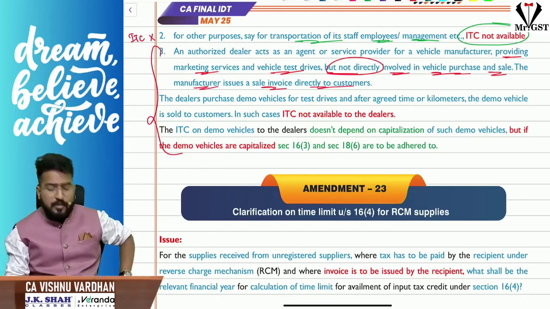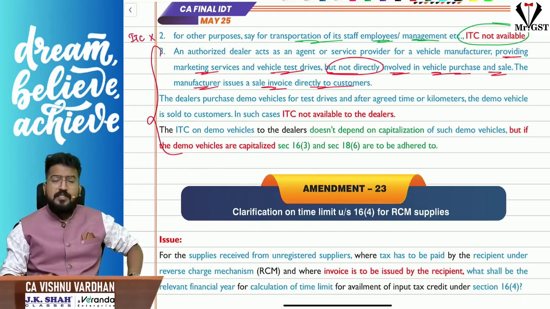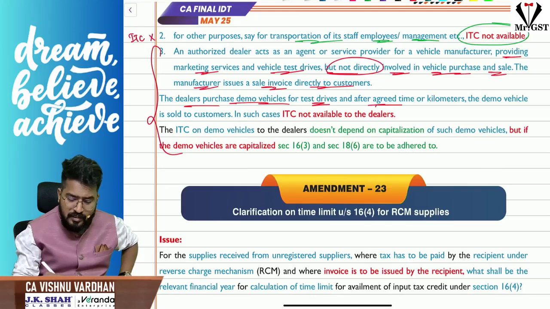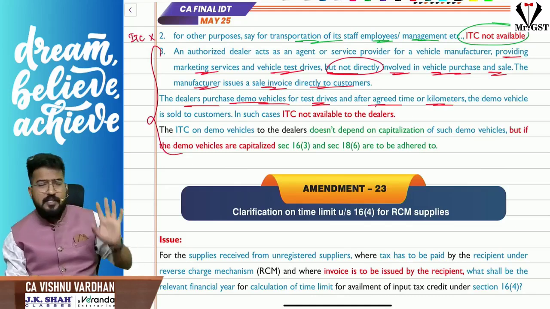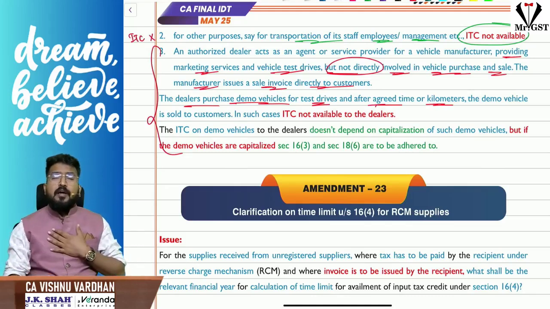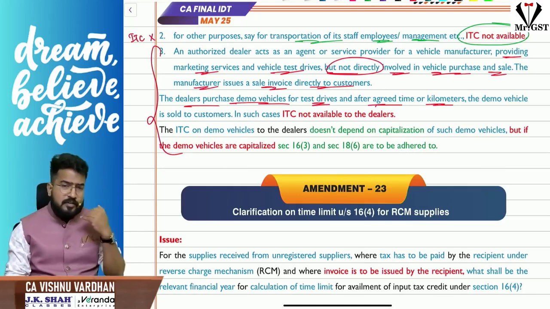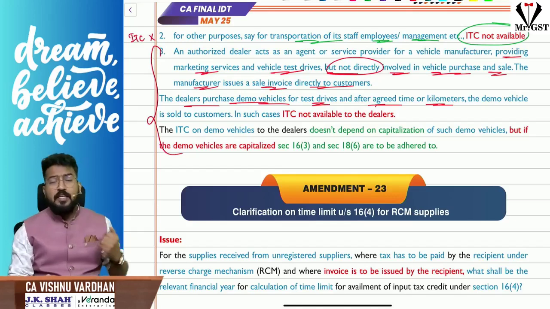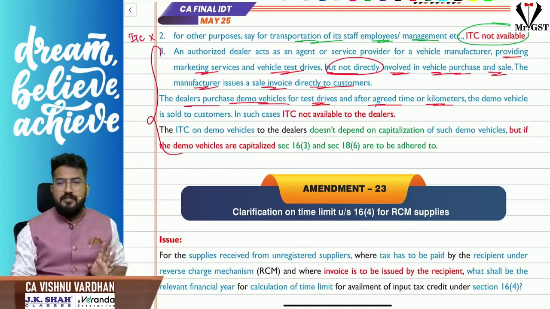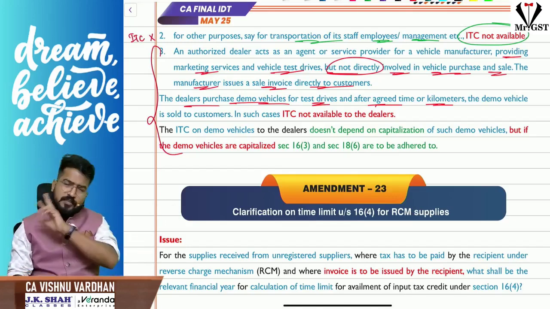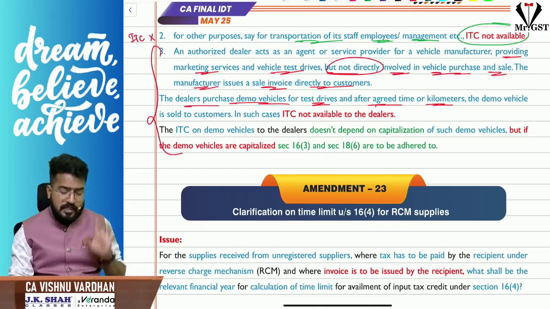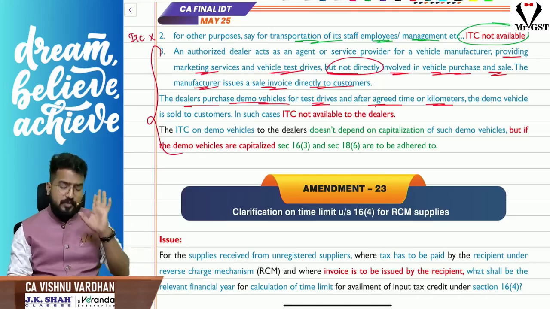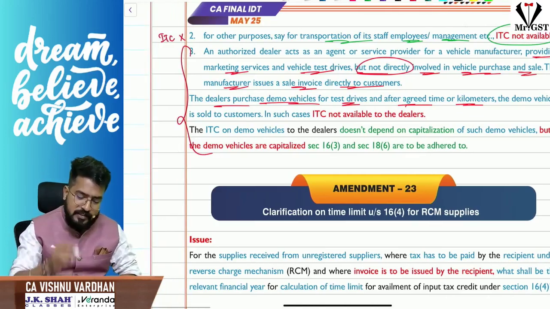As I told you, the manufacturer will directly issue the invoice to the customers. Now the point is, as an agent here, I am purchasing some demo vehicles for test drives, and after a certain time period is over, I will sell them. Now I am buying the car for providing my services as an agent to promote the car. I am not engaged in further supply of said vehicles. Who is selling the vehicles? The manufacturer is directly selling the vehicles to the customers. As I have already told you, the invoice is directly raised by the manufacturer to the customer. In such cases, ITC is not available.